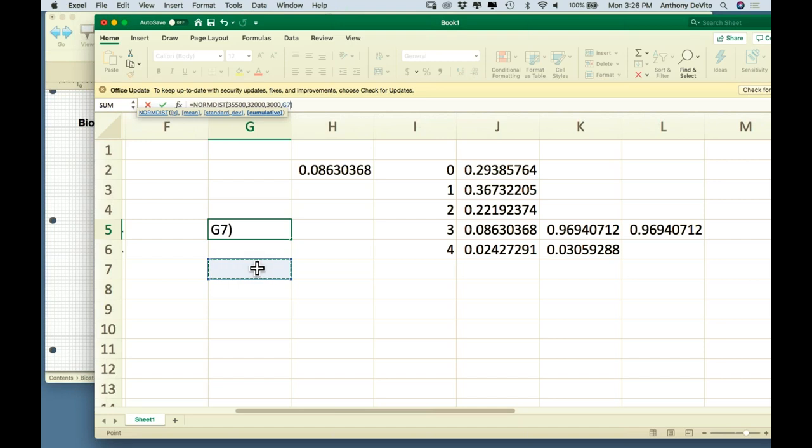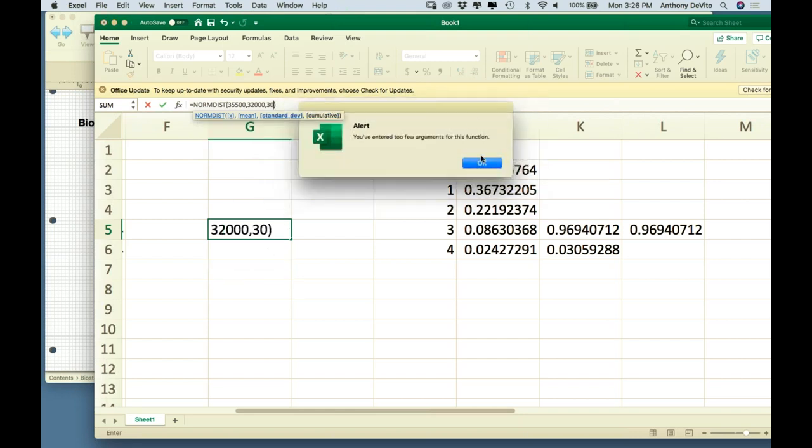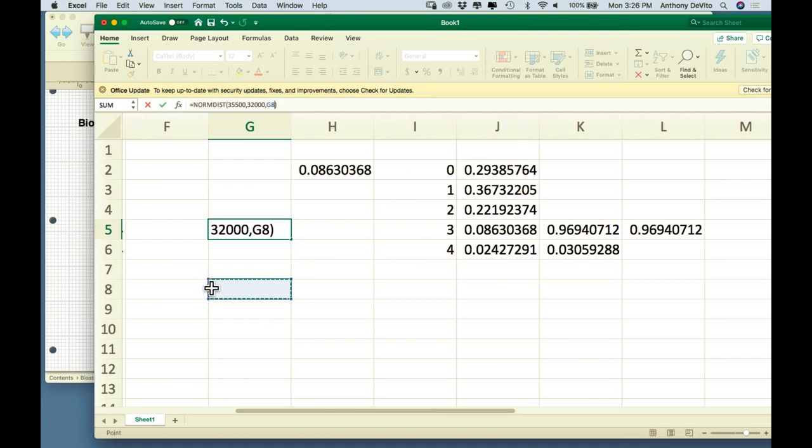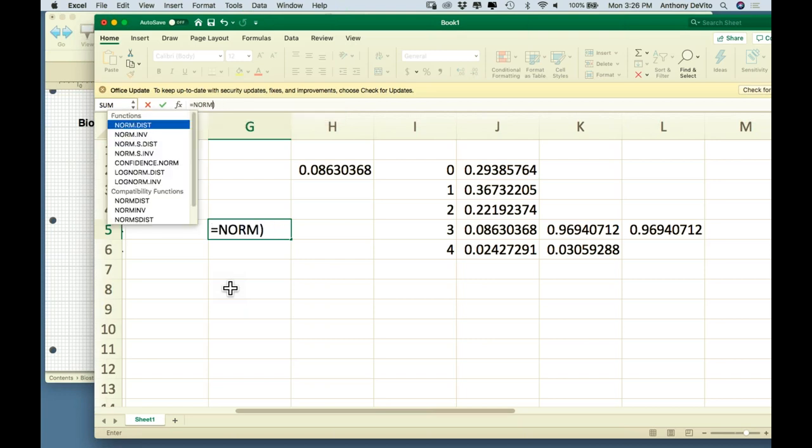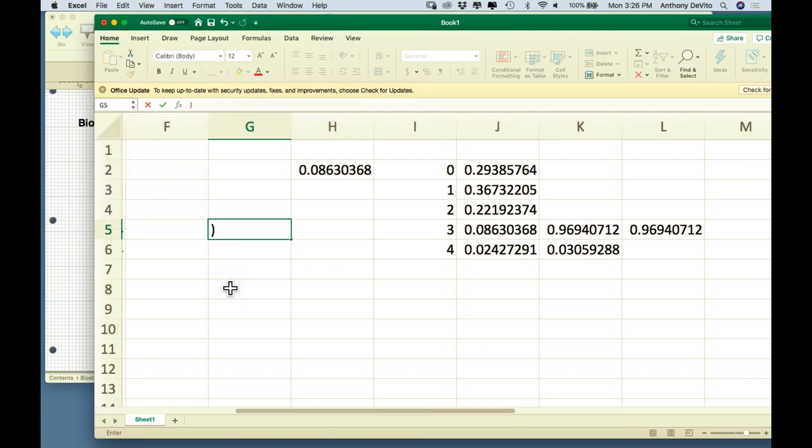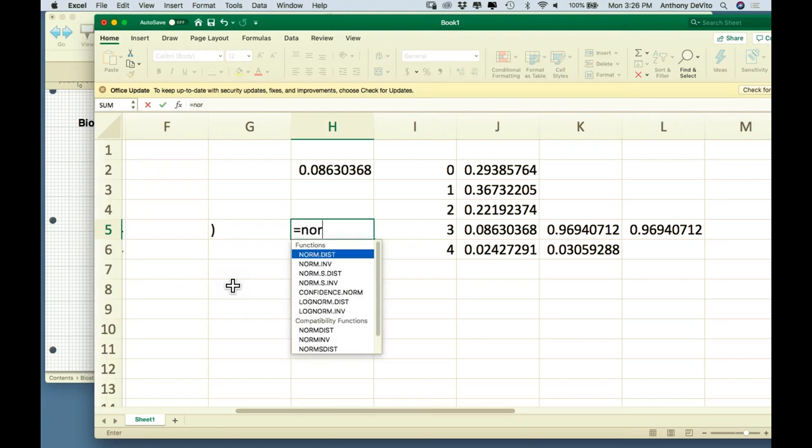How about if you know what the Z is, you calculated with the Z-score, now you want to look up the table. How about equals norm, oops, I didn't need to do that. Okay, you get that? Not cooperating, let's just back up. Okay, equals NORM.S.DIST.